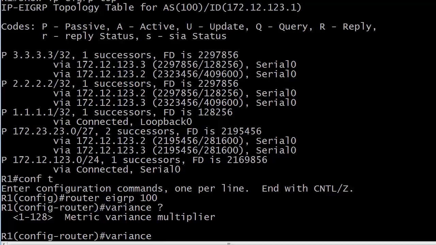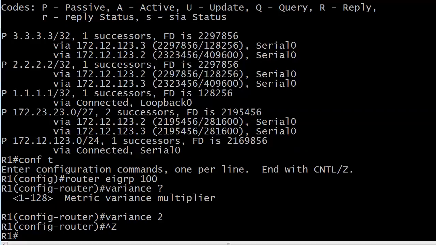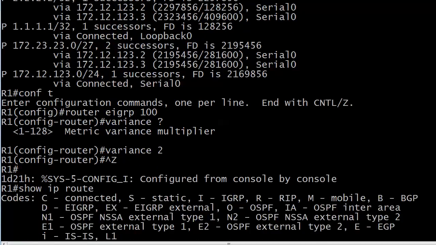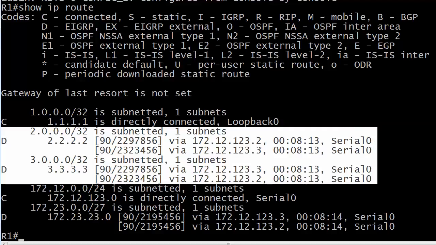So having said that, let's go ahead and enter variance 2 to make this happen. And there we go, and we don't really get any commands or any messages, so that could be good. Let's go ahead and take a look at our routing table. Now we've got our routes. You can see what happened here. We've got our routes for 2 and 3. Now we've got 2 routes instead of just the one that we had earlier. That's what the variance command does for us.